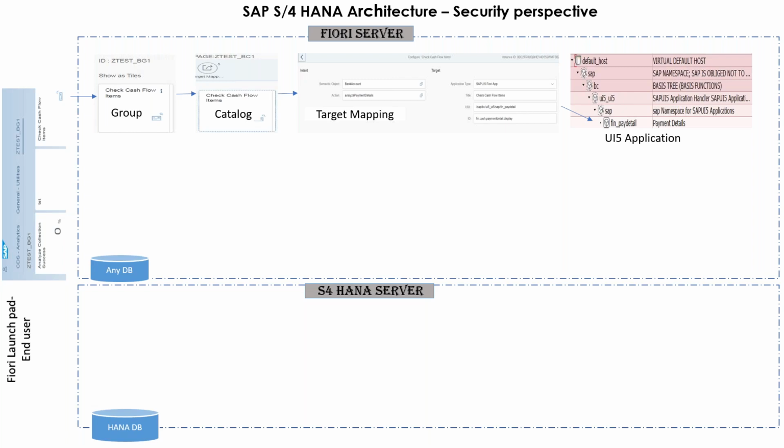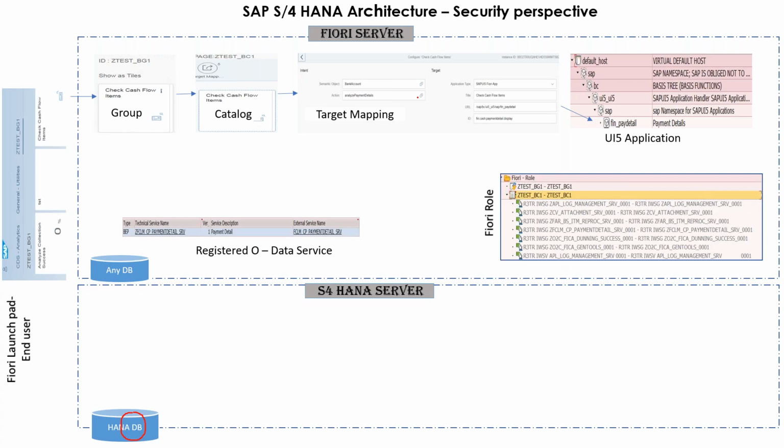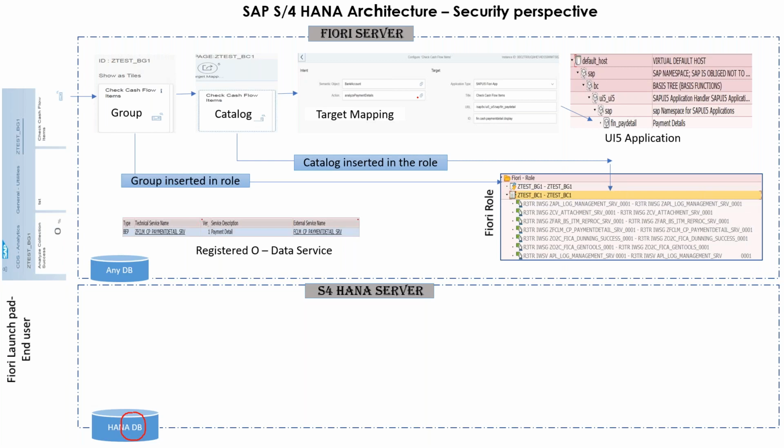Now, you need to have data to be presented. The data actually resides here. How does the data which resides over here get represented in a UI5 application in the Fiori server? You have a registered OData service which provides the data to your UI5 application. So your role in the front-end server should have access to the group, to the catalog first, and the group as well, and also to the registered OData service.